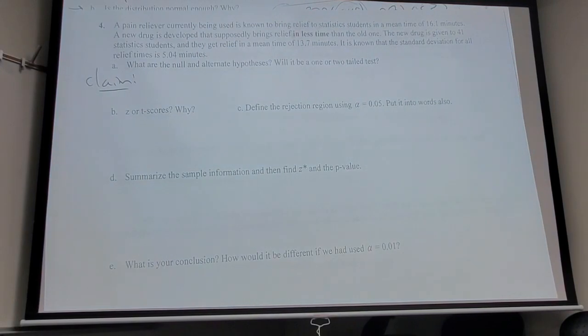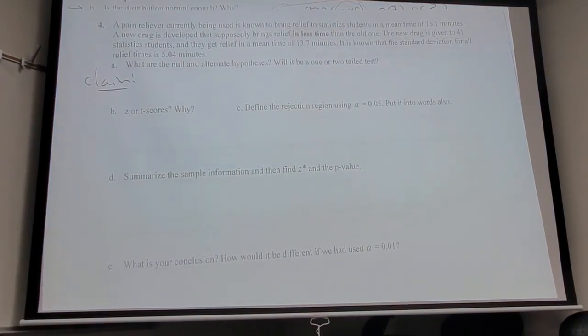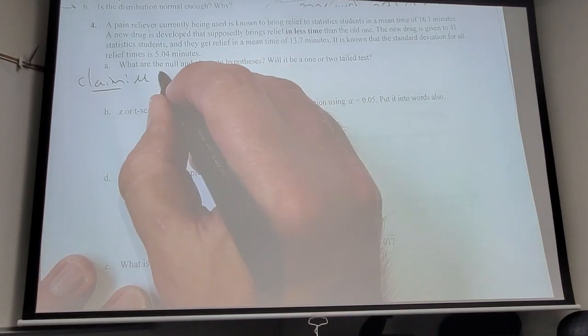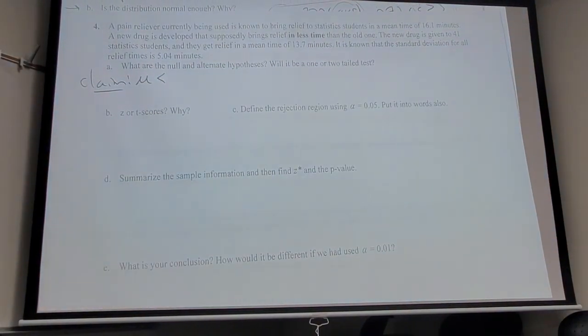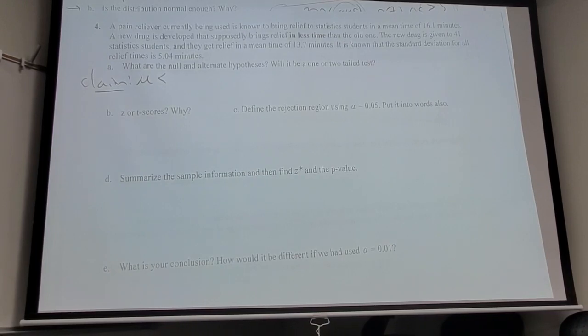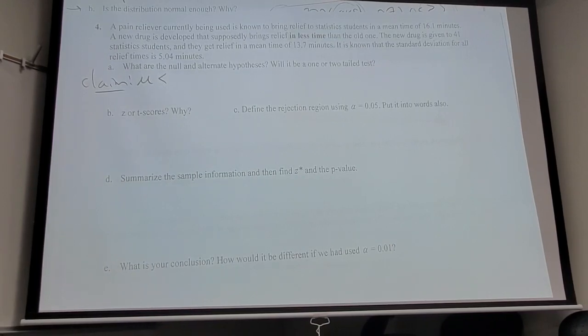Is this a test about a mean, or is this a test about a percentage? Mean. A mean, good. So the claim is the mu is what? Less than what? 16.1. Good. The sample information will never show up until step 4. Because I would make a claim before I took a sample. So I think that our new drug is less time than the old drug, which is 16.1.